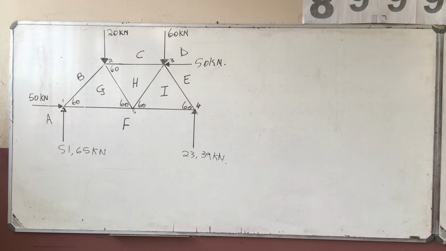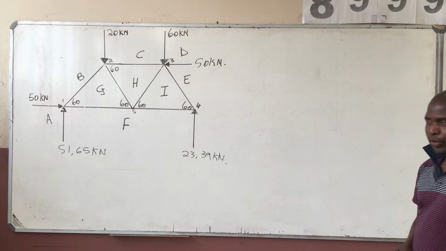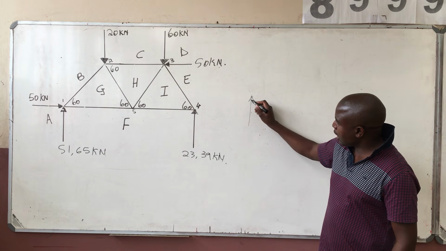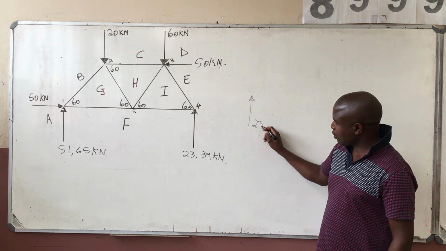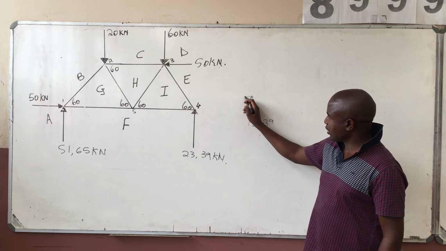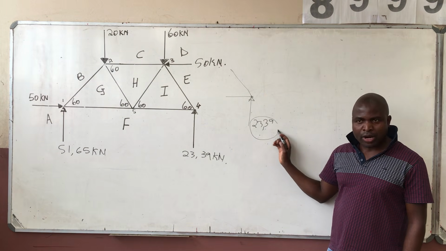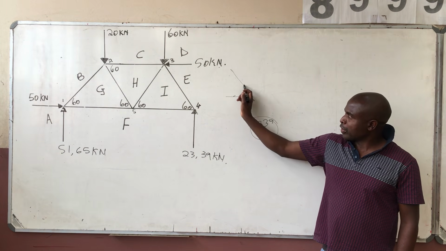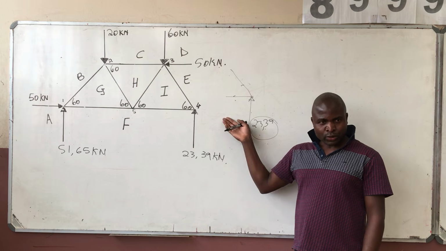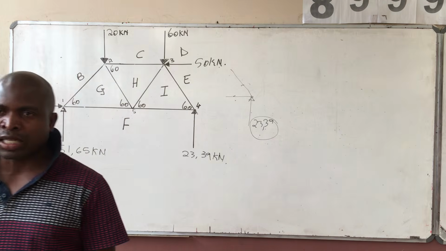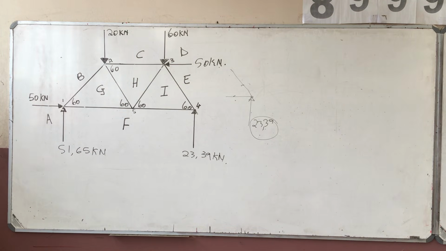And point 4. Yes. If you come here at point 4, we have this one going up as 23.39. We have this one and this one. So on this one, we at least have one known, and we have two unknowns. So this one qualifies. Also, this one also qualifies for us to start with. You get that part?